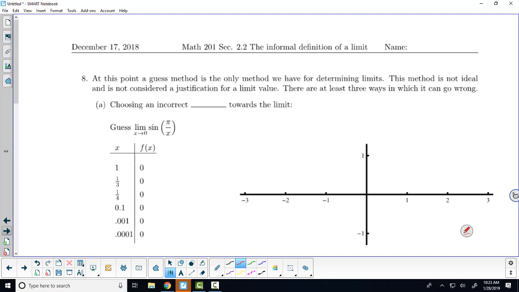At this point, the guess method is the only method we have for determining limits. We're going to get to some other methods later today. But this method is not ideal and is not considered a justification for the limit value.